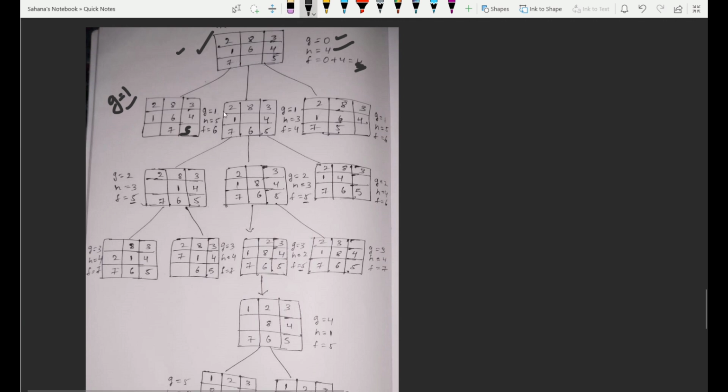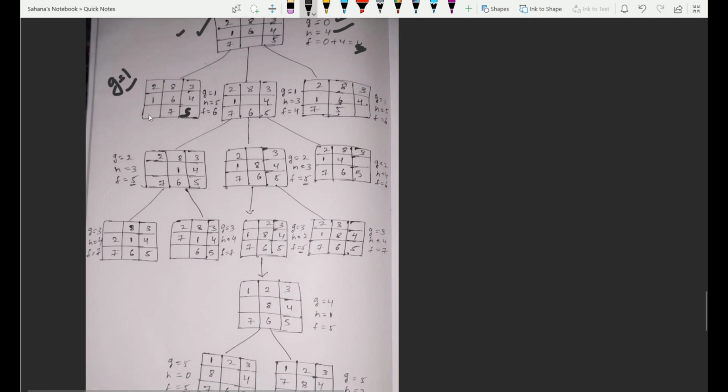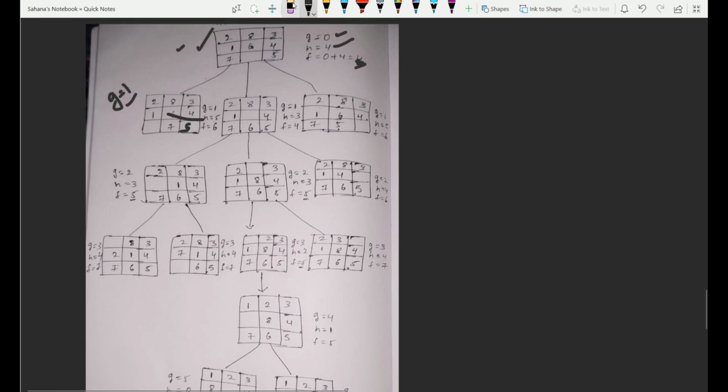There are 3 possibilities. 7 can be pushed to the right side, 6 can be pushed front, and 5 can be pushed left. In this box we push 7 to the right. In this also the misplaced tiles will be 5. Okay, let's check.